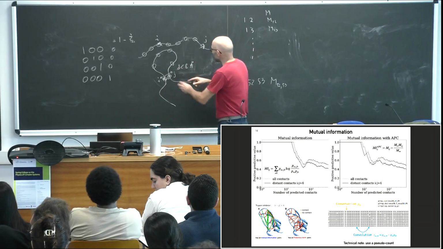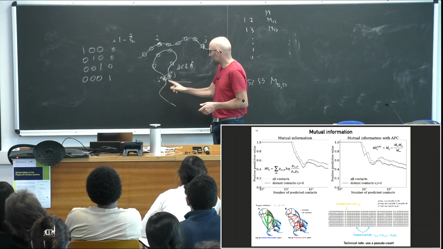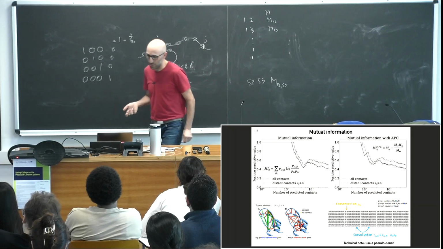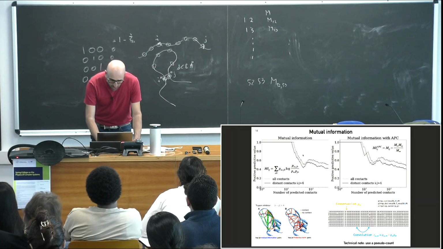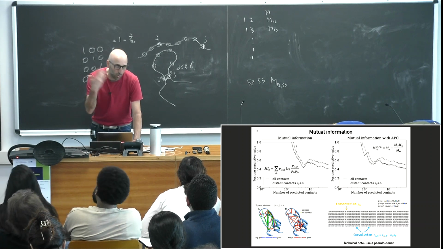So if two sites are in contact, they are likely to be strongly correlated. I mean, the amino acids that you put on those sites are likely to be strongly correlated. So the two curves here are, the dashed line is all contacts.